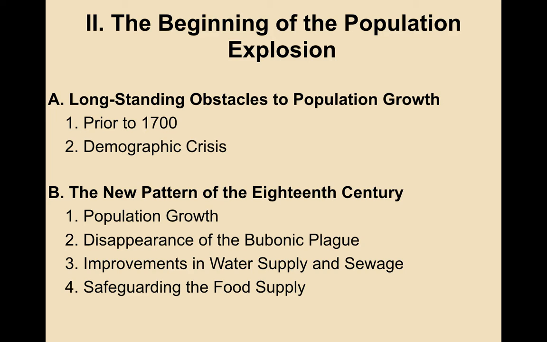We also have improvements in water supply and sewage, public health measures such as swamp drainage to reduce the insect population, and better water supply and sewage systems were implemented to promote general good health. And then we have some safeguarding of the food supply. We have advances in transportation that led to emergency food supplies being brought in to lessen the impact of crop failure and famine. New foods like potatoes were introduced that were more nutritious. War, famine, and disease still existed, but their severity was moderated.